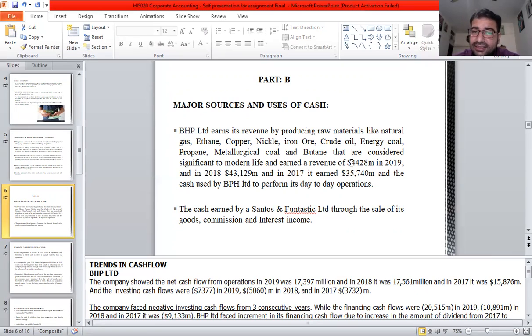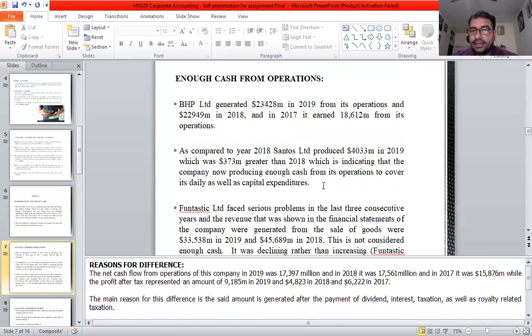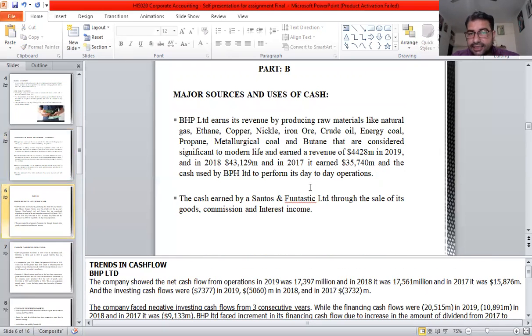These are basically considered the significant of modern life, and BHP has earned a good revenue of 44.28 million in 2019. In 2018, 129 million, and in 2017 it earned 35,740 million. And the cash used by BHP Limited was to perform its day-to-day operations. The cash earned by Santos and Fantastic Limited was through the sale of its goods, commissions, and interest income.